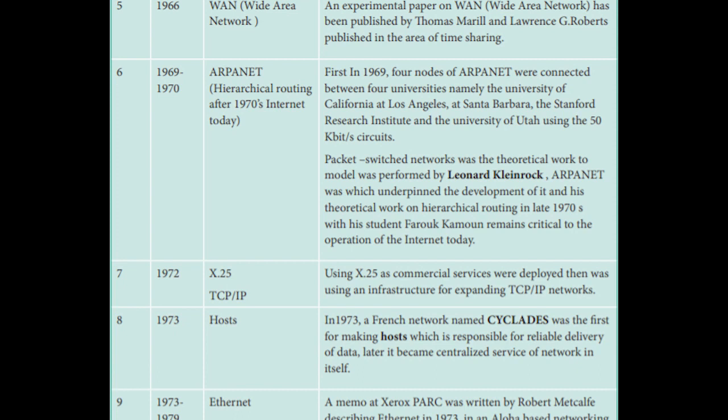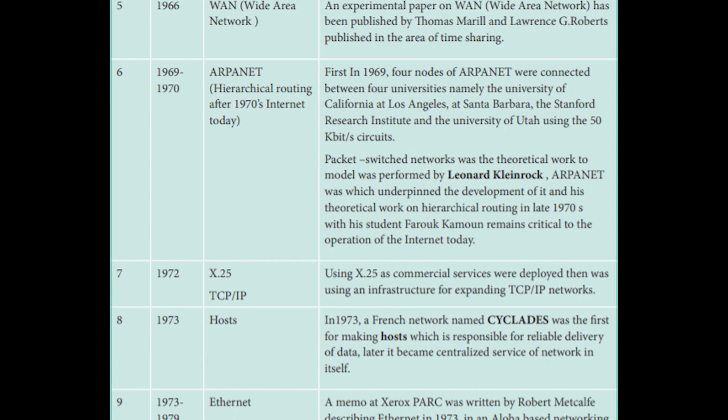You just read it out, and let's see the next method, that is hierarchical routing after 1970s, internet today, right? That is ARPANET, in the year 1969 to 1970. Actually, it was first in 1969. Four nodes of this ARPANET were connected between four universities, right? The University of California at Los Angeles, at Santa Barbara, the Stanford Research Institute, and the University of Utah, using the 50 kilobit per second circuits. Okay, using this circuit, four universities were connected.